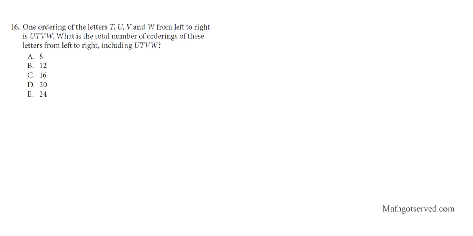All right, let's take a look at number 16. It says, one ordering of the letters T, U, V and W from left to right is UTVW. What is the total number of orderings of these letters from left to right, including UTVW? So I'm going to show you two ways of doing this. One is using an organized list, and the other is using a formula.